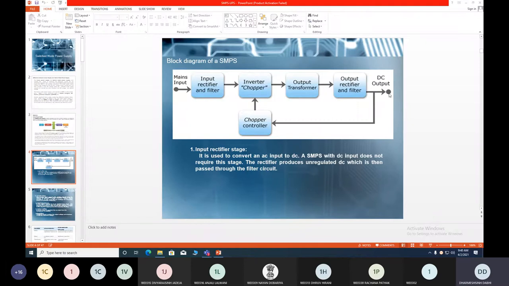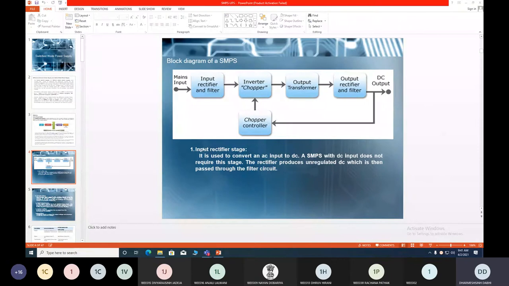Based on the requirement of the DC output voltage at the load side, the control circuit we use in the inverter provides the control voltage. Based on that, the firing angle and the firing time of the switch is decided. You can see that here, based on the required output voltage, the chopper control gets the feedback from the output side, and based on that, the inverter switches turn on and off as per the required output voltage.